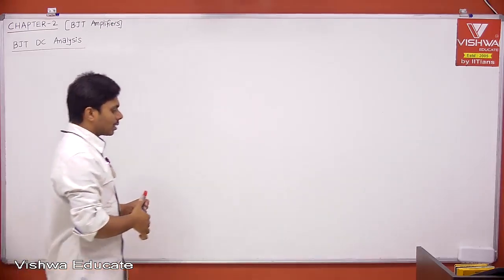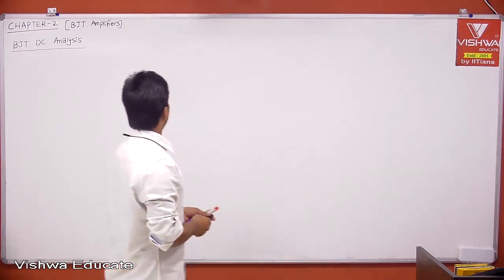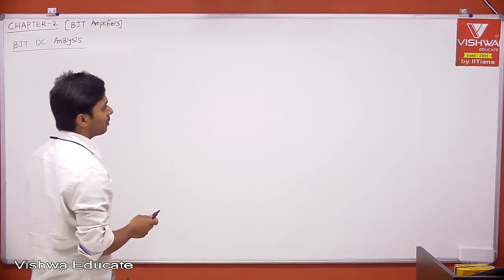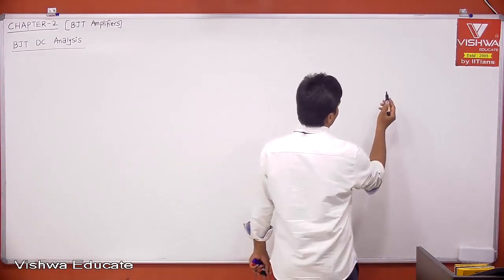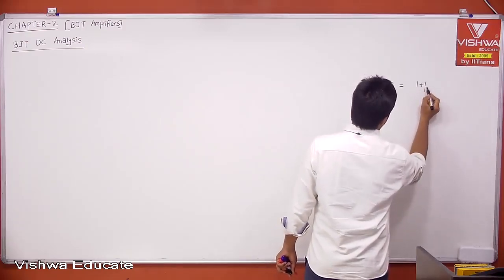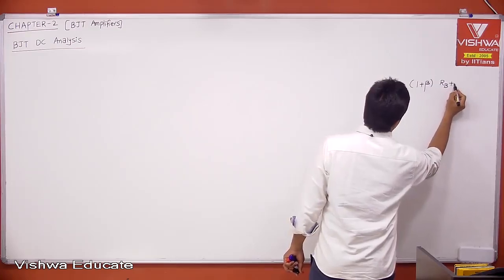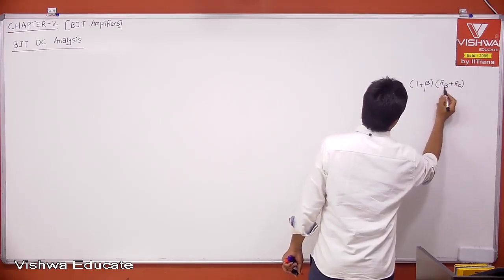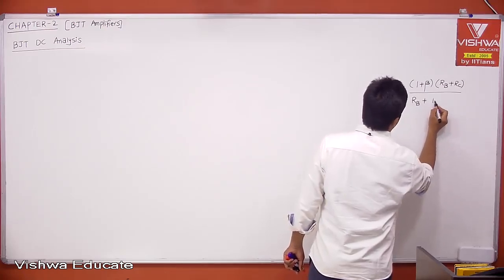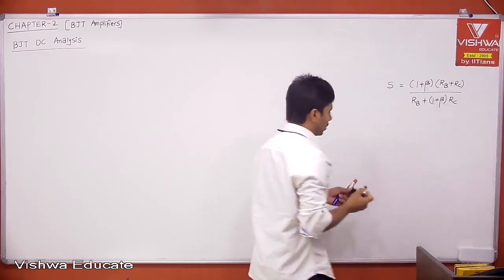Okay, in the last class we had seen the collector to base bias circuit. If you take the collector to base bias circuit, what was the stability factor we got? We got stability factor S is equal to (1 plus beta) into (RB plus RC) divided by (RB plus (1 plus beta) into RC). This is what we got, right?